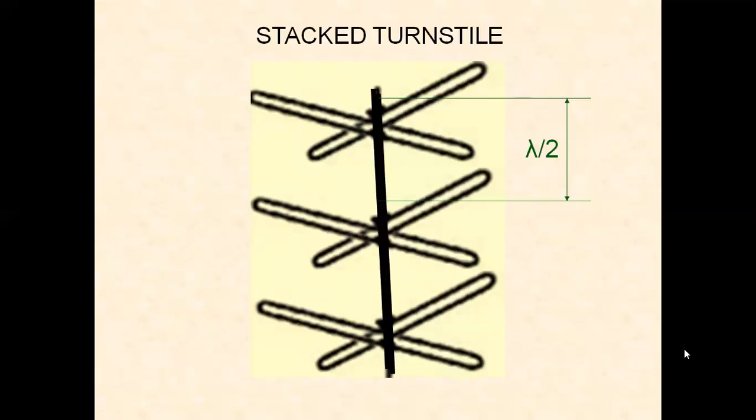So this is the structure of the stacked turnstile. This is one turnstile antenna, one dipole, another dipole placed perpendicular to each other. This is one turnstile antenna. This is the second turnstile antenna, third turnstile antenna. They are placed with a separation of lambda by 2 here, and again second turnstile to third turnstile, lambda by 2.